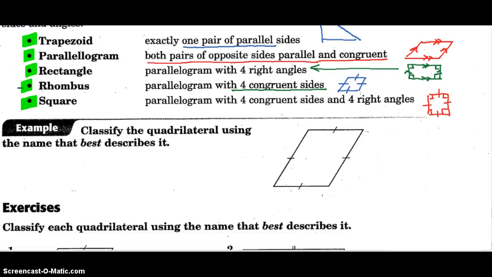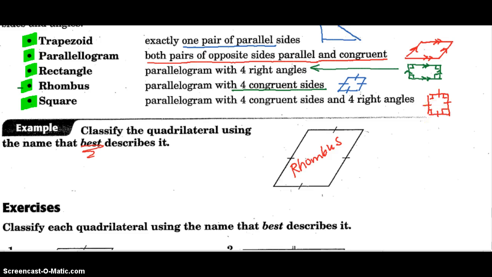So if I could borrow, let's see, this problem says to classify this quadrilateral and give the name that best describes it. Well, since all the sides are equal, I know that it has to be called a rhombus because of all the sides being equal. That's the only one besides a square, and I don't know right angles. Remember, you never go by looks, and these don't even look like right angles, but they have to tell us that they're right angles before I can say it's a square.